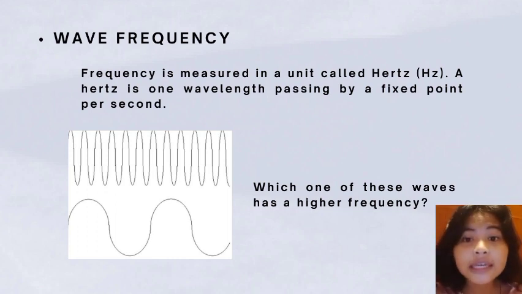Obviously it is the first wave. It has a lot of wavelengths passing per second, and they are tightly packed with each other, which means it has a shorter wavelength. If there is a shorter wavelength, that indicates the wave possesses a high frequency. So always remember that wave frequency and wavelength are inversely proportional to each other.